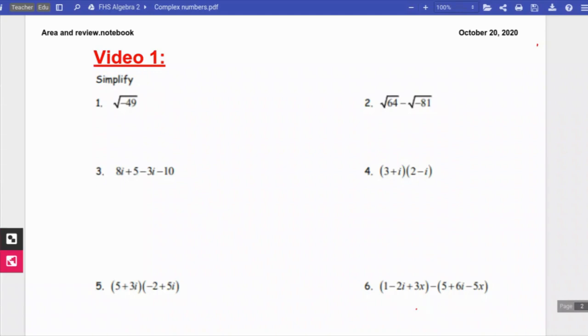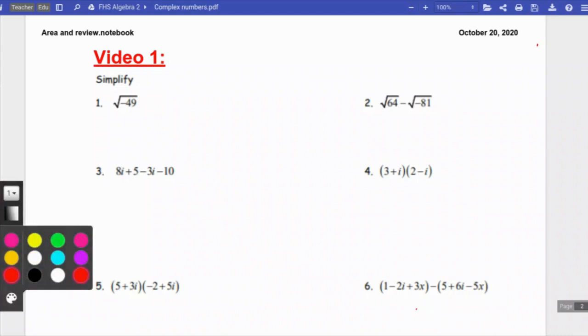So this is how you do this problem. Given the complex numbers, that's what you're working on, complex numbers. So what you need to know is this: the square root of a negative number, let's say -1, will automatically equal an i.